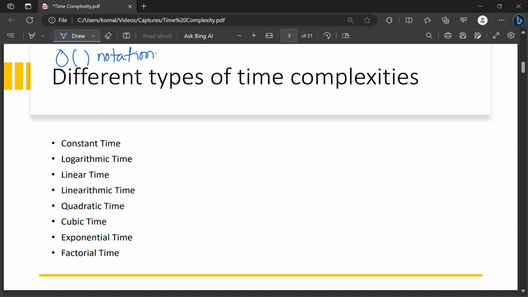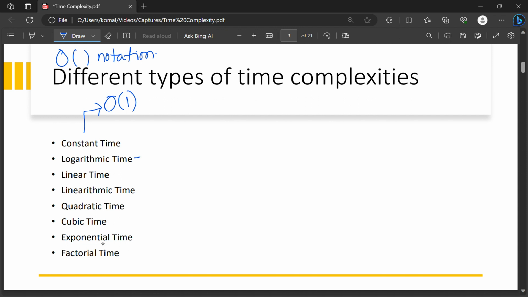I have considered 8 different types of time complexities here: constant time, logarithmic time, linear time, log linear time, quadratic time, cubic time, exponential time, and factorial time. There are some more actually, but these are enough to discuss. Next, first one, constant time complexity. How is this constant time complexity represented? It is represented as big O of 1.